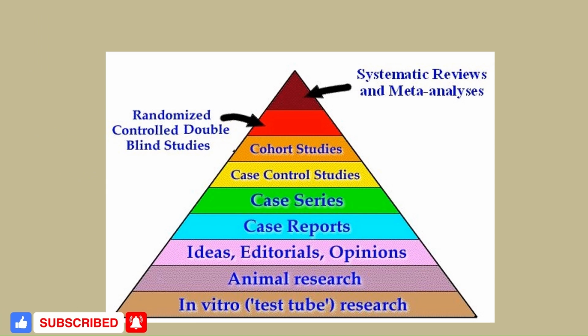Here we have a diagram for the strength of the study. In vitro test tube research is the last or end point. Then animal research, ideas, editorials, opinions, and the case report, case series, case control studies, cohort studies, randomized control double-blind trials, and the superior one is systematic reviews and meta-analysis.